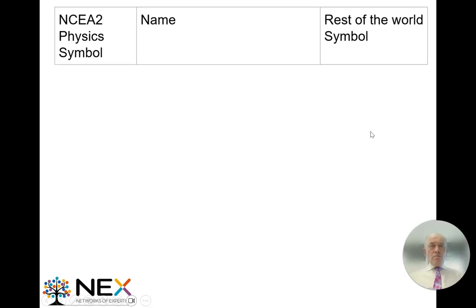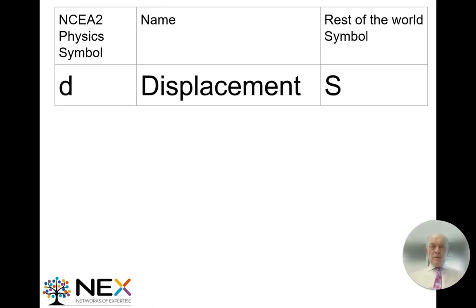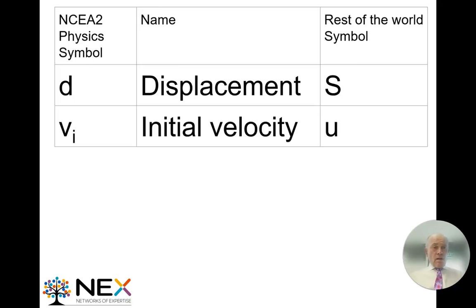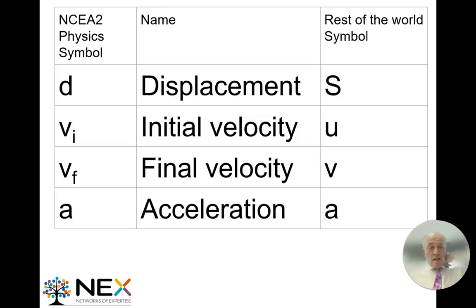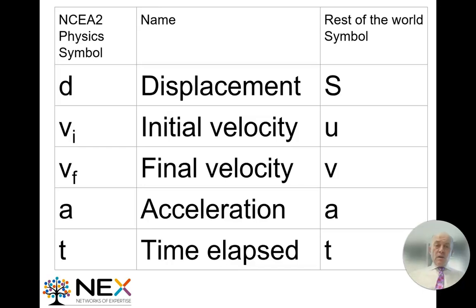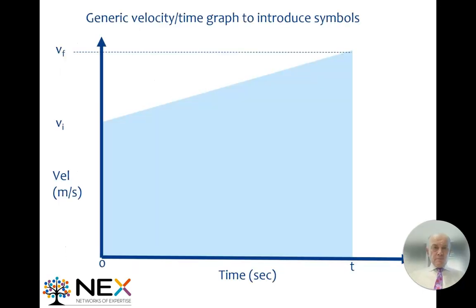So we've got two symbol systems. We've got displacement; the rest of the world uses S. I personally prefer the rest of the world symbol, but I'm going to be using the New Zealand symbols. Initial velocity is V subscript I, and V subscript F is the final, U and V, and A and T are common to both symbol systems.